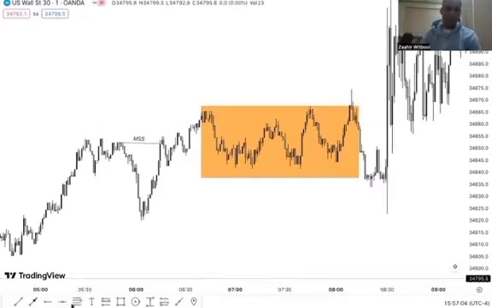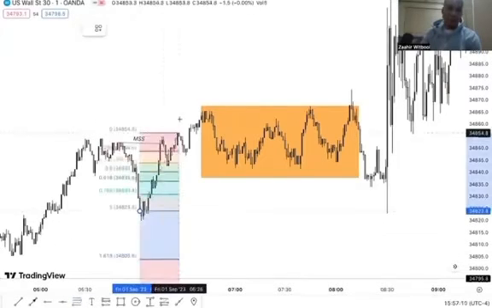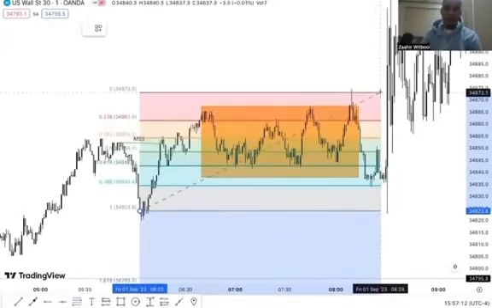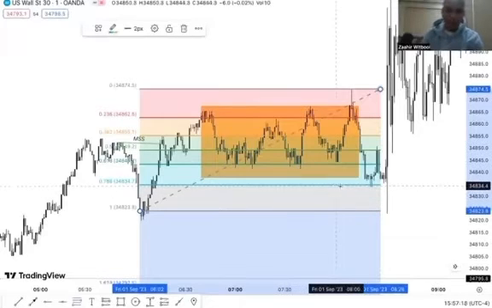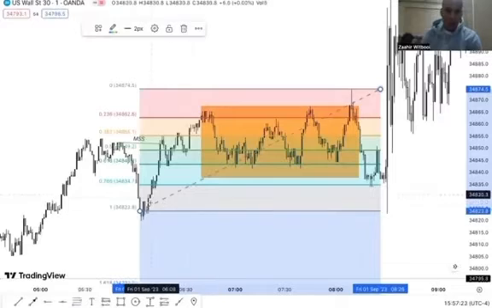Obviously, I then took my Fibonacci tool from the low to the high, which happened there, right? We then had a beautiful 78.6 level over here. We actually had a 90% level over here. Beautiful 90% coupled with a fair value gap, right? Beautiful fair value gap over here, guys.